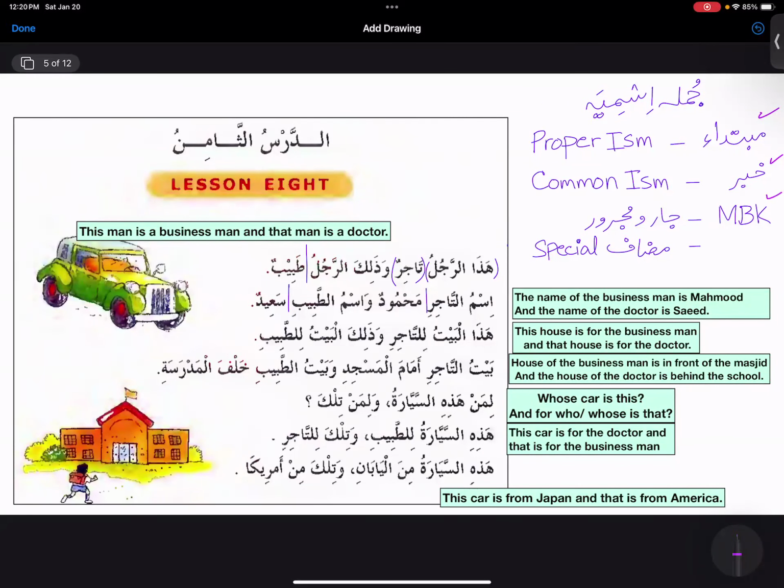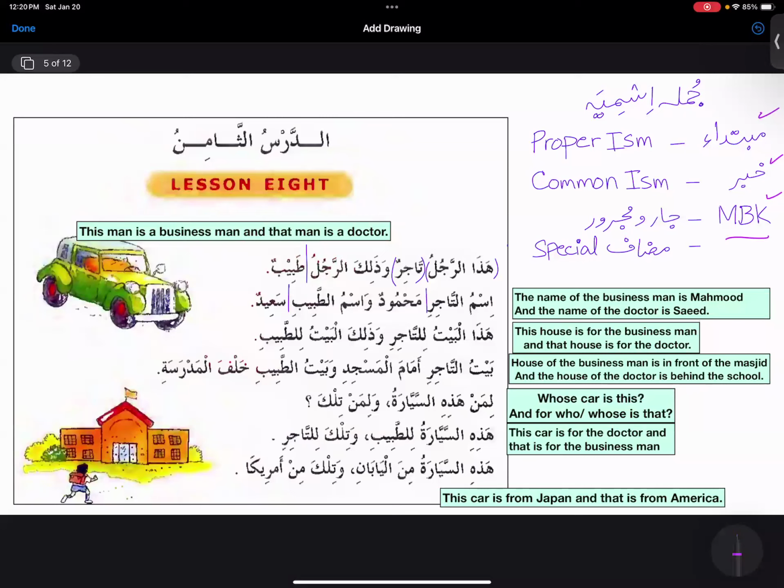So now, mubtada and khabar. Sometimes you're going to have khabar, sometimes you can have just MBK, and sometimes you're going to have both of them. It depends on the sentence. Basically, these three ingredients make a jumla ismiya. What three things do we need in jumla ismiya? Mubtada, khabar, and MBK.